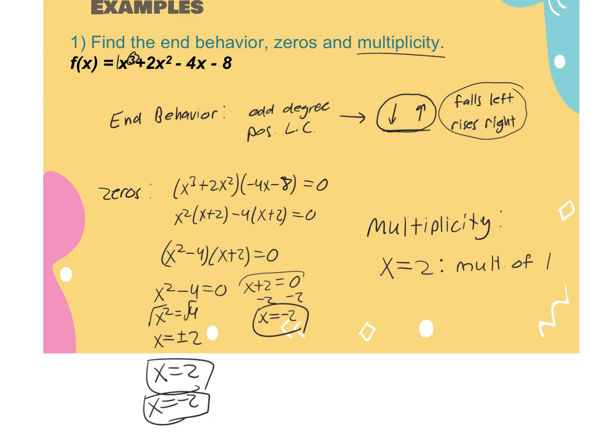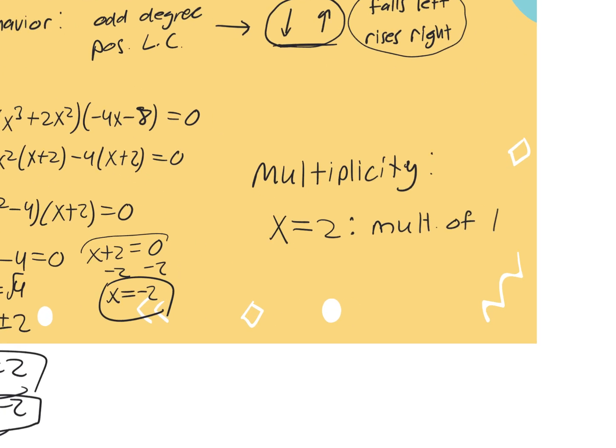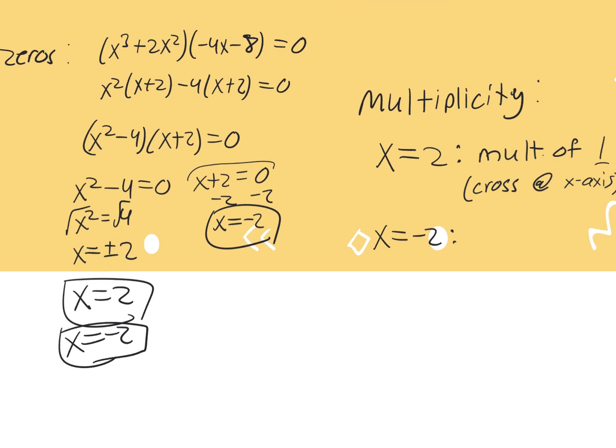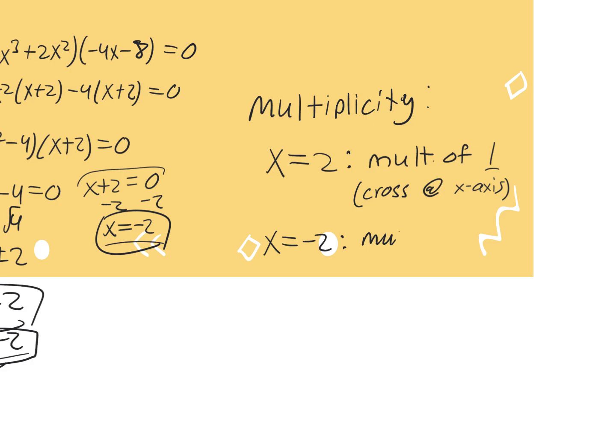Now, we're not graphing, but for the sake of your notes, I'm going to make a note that this is going to cross at the x-axis. Why does it cross? Because 1 is an odd number. So it's going to cross at the x-axis. And then the other answer that we got is negative 2. Count your solutions. How many times does negative 2 show up? 1, 2. It shows up twice, so it has a multiplicity of 2.